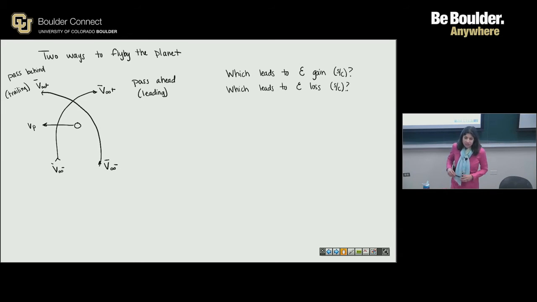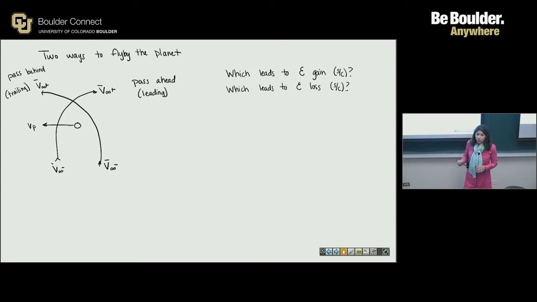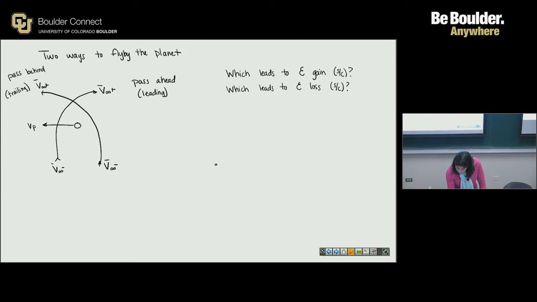So which of these flybys, the pass ahead or the leading or the trailing flyby, is going to lead to an energy gain? If we want to gain energy, which way do we want to fly by the planet? Behind it, trailing. Behind the planet. And if we want to lose energy? Front of. Yep. So I'll just draw them real quickly.